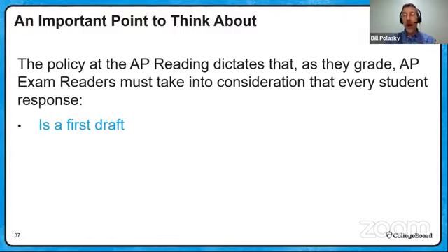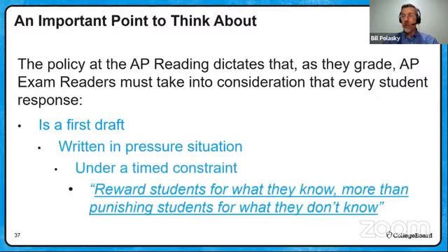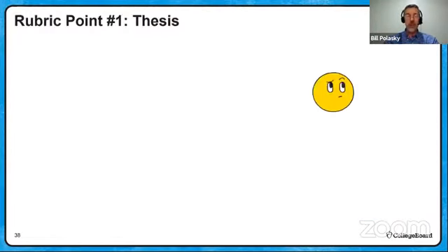At the reading, as policy, we train our readers that when your paper is right in front of us, before we even read a word, we are told to consider it a first draft written in a pressure situation under a time constraint. Going along with that, you will notice the rubric I gave you has nothing written in the negative. There's nothing in there about mistakes, small or big. The rubric is only built in the affirmative. We should reward you for what you know more than punish you for what you don't know. It's up to you to give us something that you know.